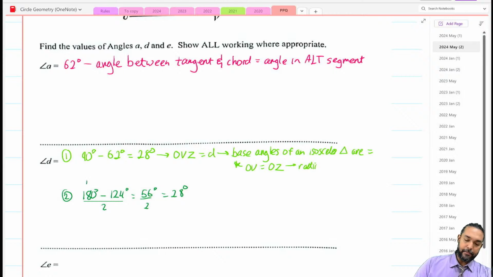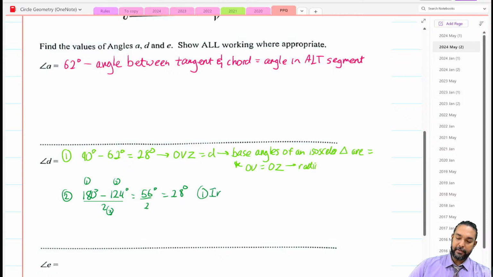Right, so we had one item here, 2, and then 3. Right, so reason 1 was interior angles in a triangle sum to 180.